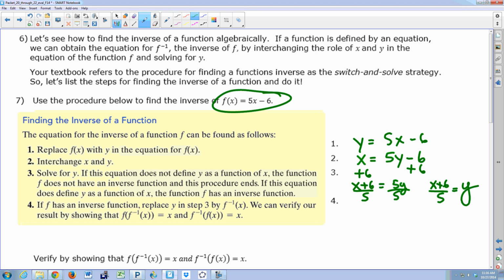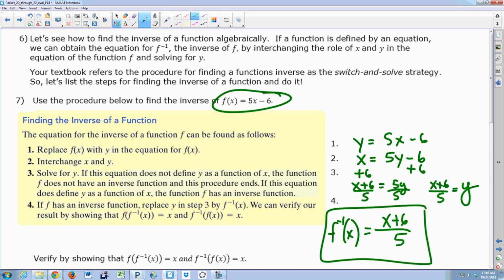And now just to put it back into my functional notation, I know that x plus 6 divided by 5 is f inverse. And how do I write f inverse, Andy? Negative 1. All right. Okay, so we're done. There it is.